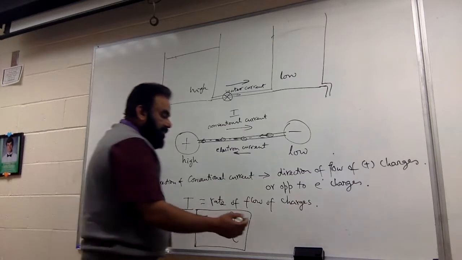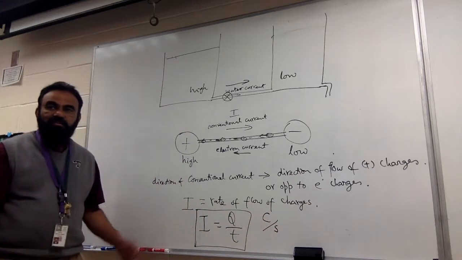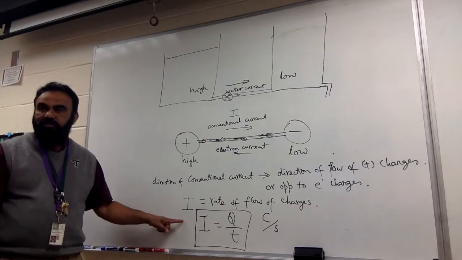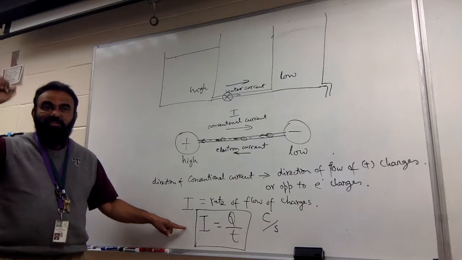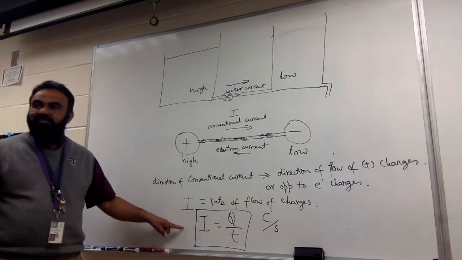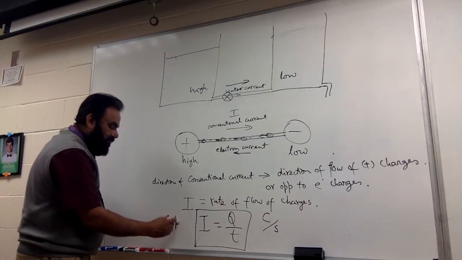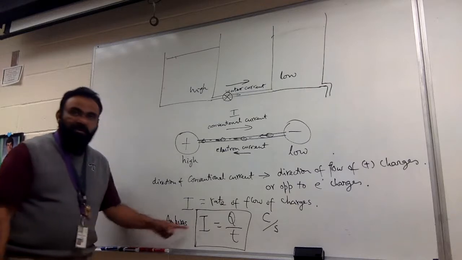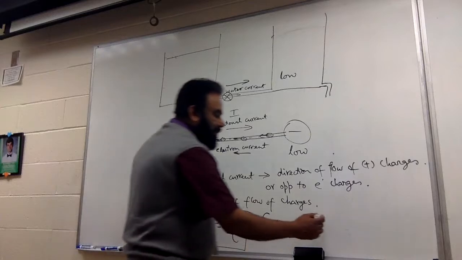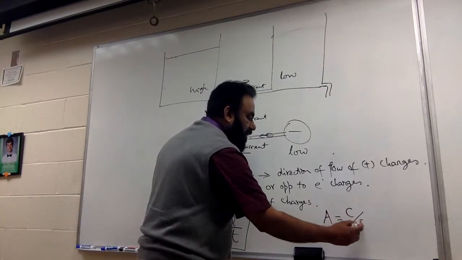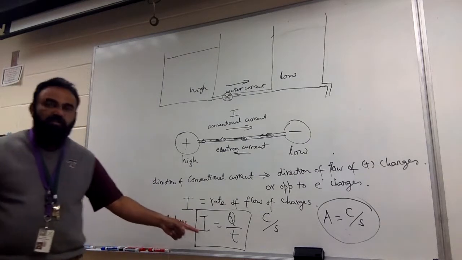What is Q measured in? Coulombs. And what is I measured in? What's the SI unit? What's the basic unit of current? Amperes. So ampere is coulombs per second. That is a unit. The equation for current is this.